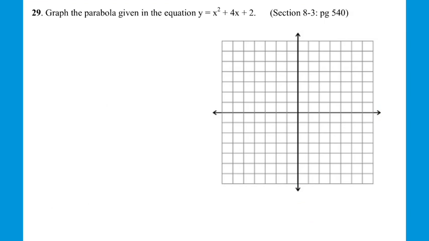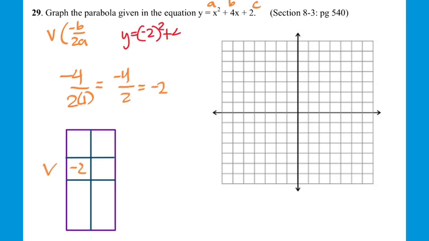All right, with our last question that we're going to go through today, we're going to graph this. And to start graphing a parabola, we always start with the vertex. You hear that a lot. So then I go ahead and find my vertex using -b over 2a. I substitute in to solve for my y value.